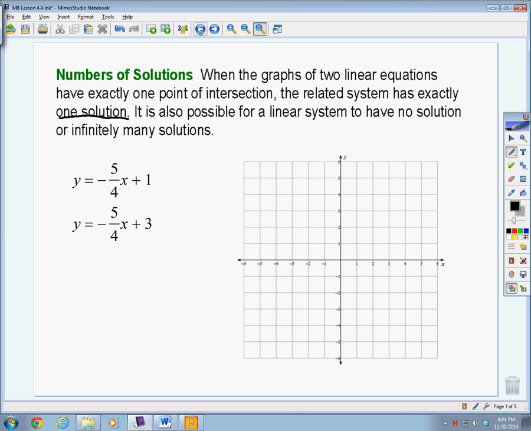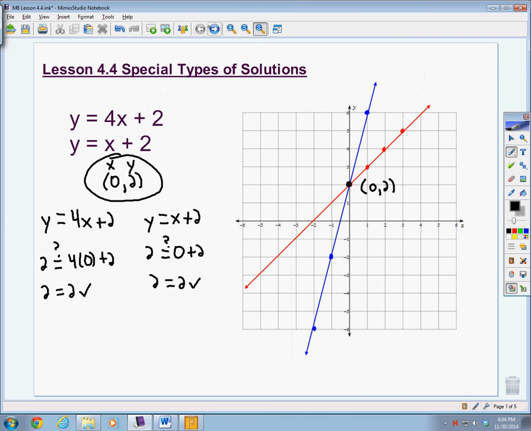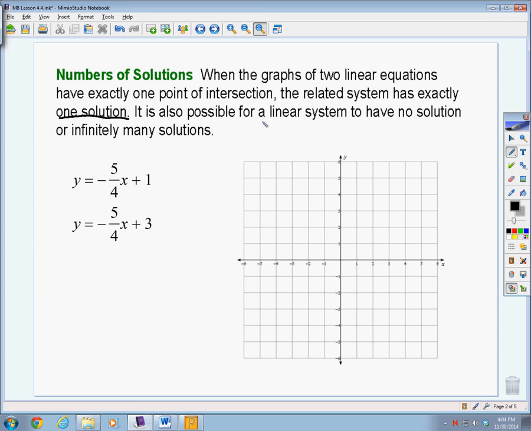And that's what this is right here, one solution. It is also possible for a linear system to have no solution or infinitely many solutions. And we've run into this in the past when we were just working on solving one equation, looking for a value of a variable. It was possible for there not to be a solution, or it was possible for every number to be a solution. And that's going to be true of systems as well.